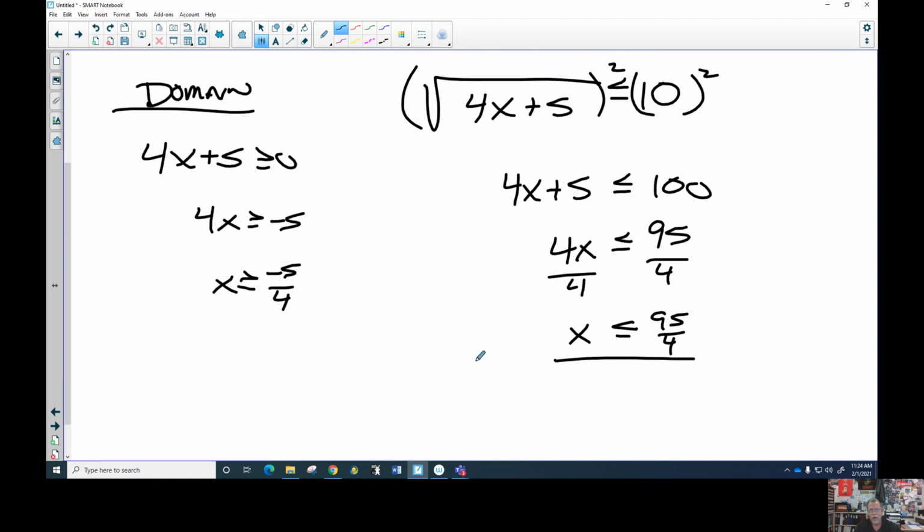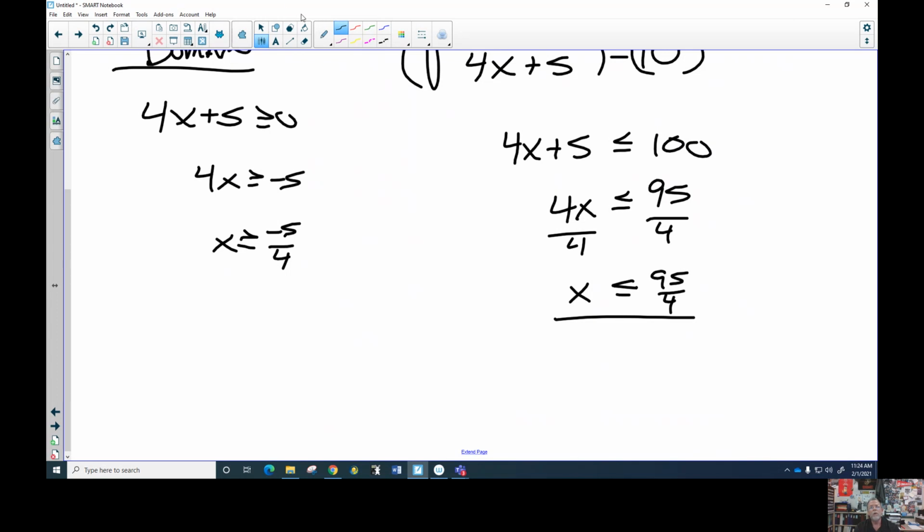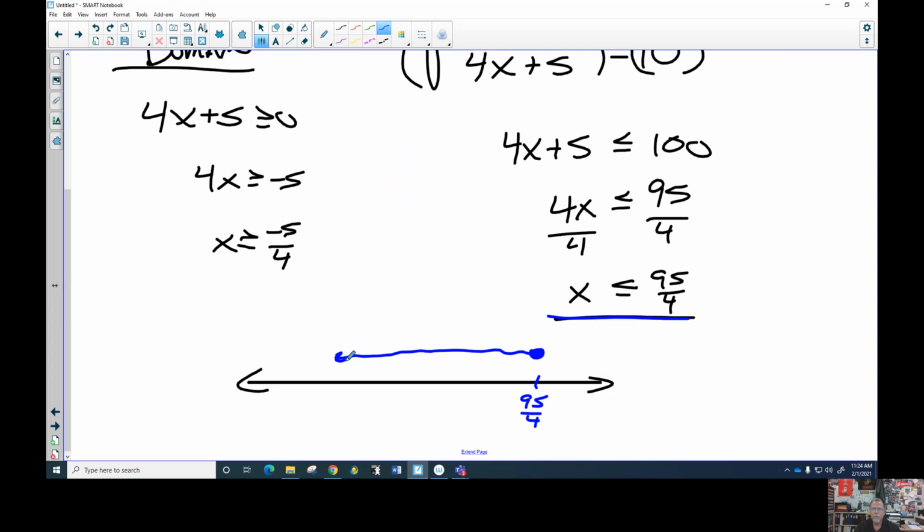So if x is greater than or equal to negative 5/4 in the domain and x is less than or equal to 95/4, once again, what can we do? Well, look at it. You don't have to draw a number line. I just think it's easier to demonstrate to you this way. If I look at this one, I would have 95/4. All right, a little less than 25, right? So a little more than 24, something like that. Less than or equal to that goes this way.